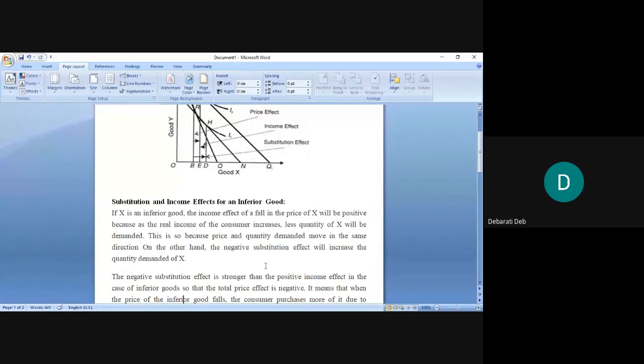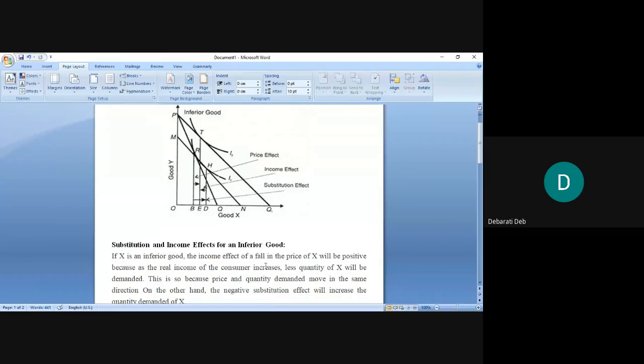On the other hand, the negative substitution effect will increase the quantity demanded of x. Now see, if the price of x falls, what does the substitution effect concept say? It says that if the price of product x is decreasing, people will start substituting product y with product x. That means they will now start buying more of good x than of good y, because substitution effect is also coming into the scene.